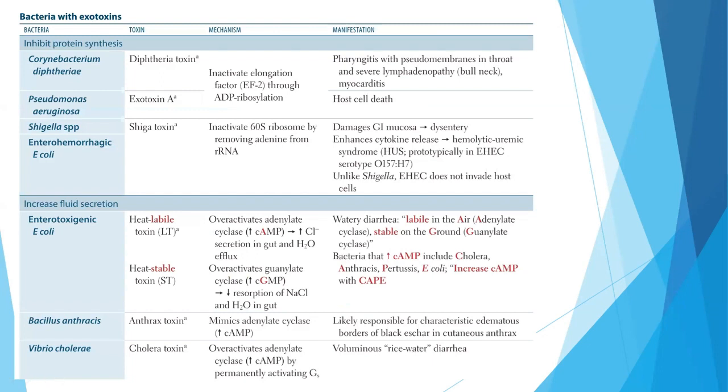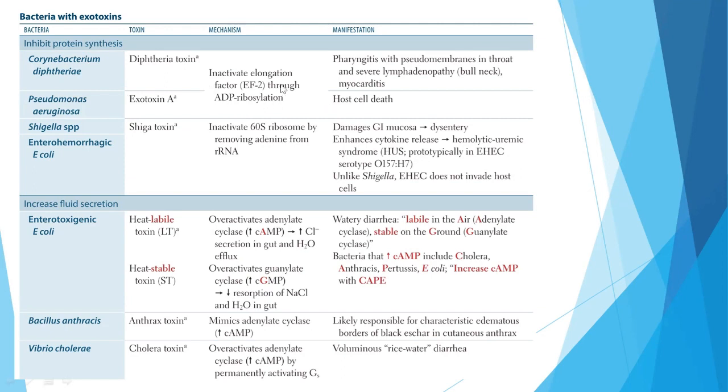Now, these tables are very, very important. Very frequently, questions are asked about these specific organisms, their toxins and the mechanisms. So please pay attention. Corynebacterium diphtheriae produces diphtheria toxin, whereas Pseudomonas aeruginosa also produces exotoxin. All these organisms that you are seeing on the slides produce exotoxins, and Corynebacterium diphtheriae and Pseudomonas aeruginosa inactivate elongation factor 2 through ADP ribosylation.